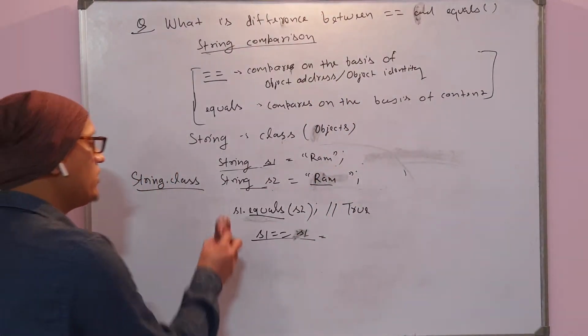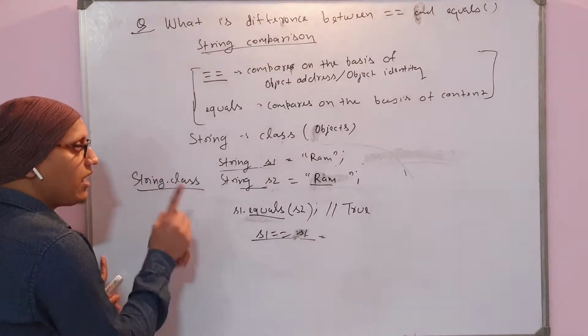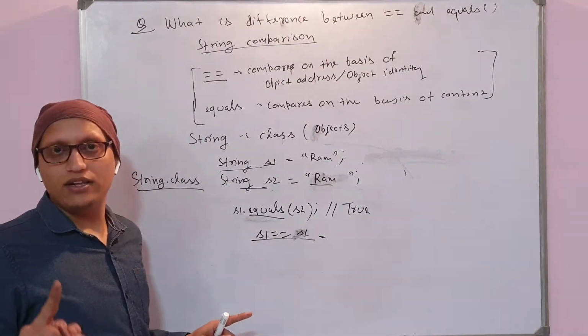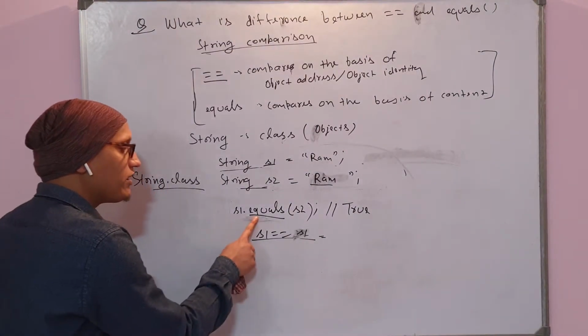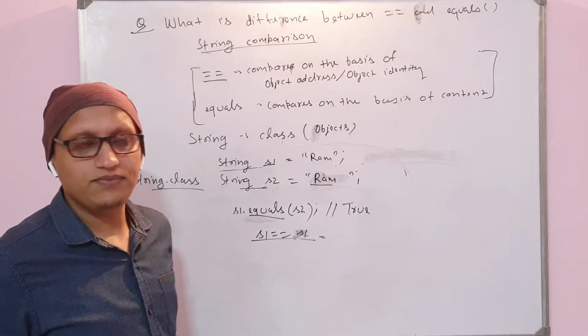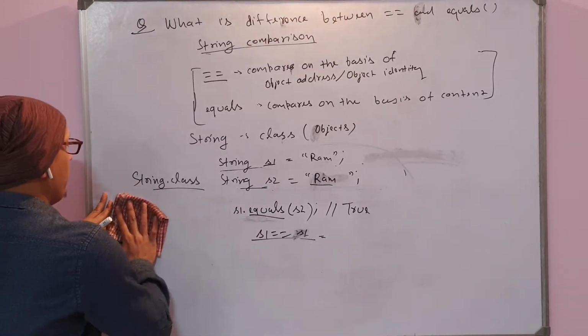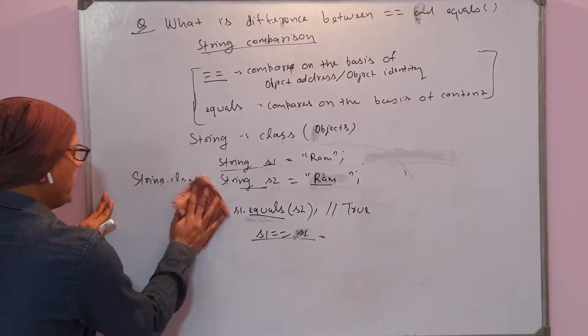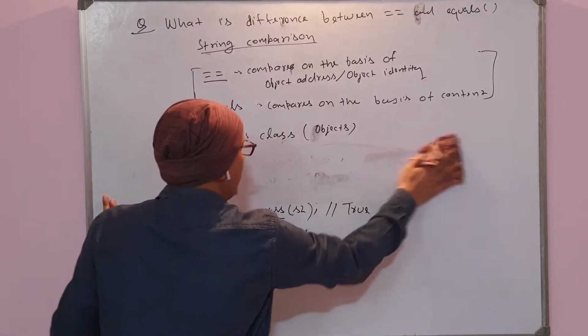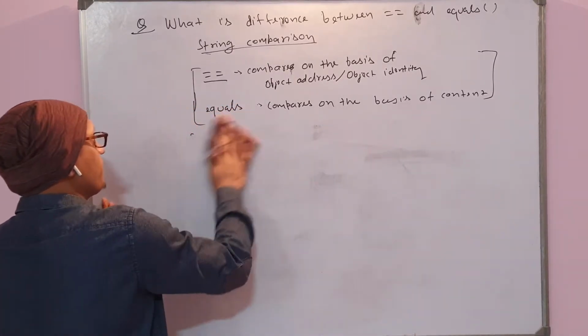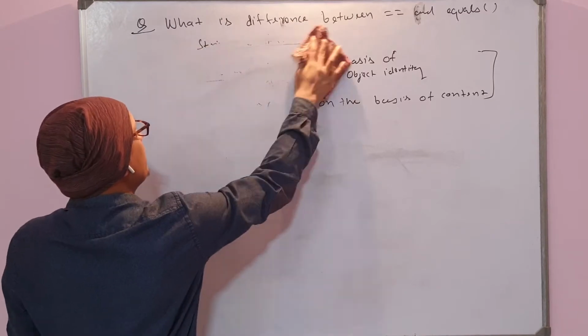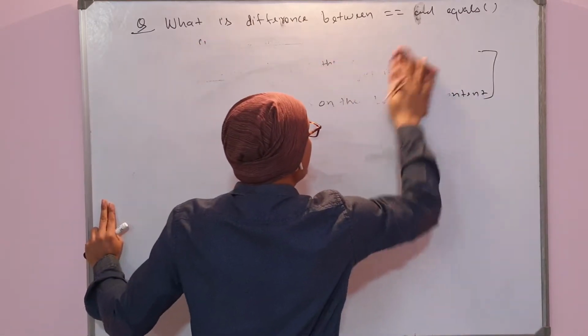Okay, so this is about string, and string is a class defined by Oracle JDK. So in that String class, equals has already been defined. Now let's talk a little bit more about the equals method in the context of other object comparison.